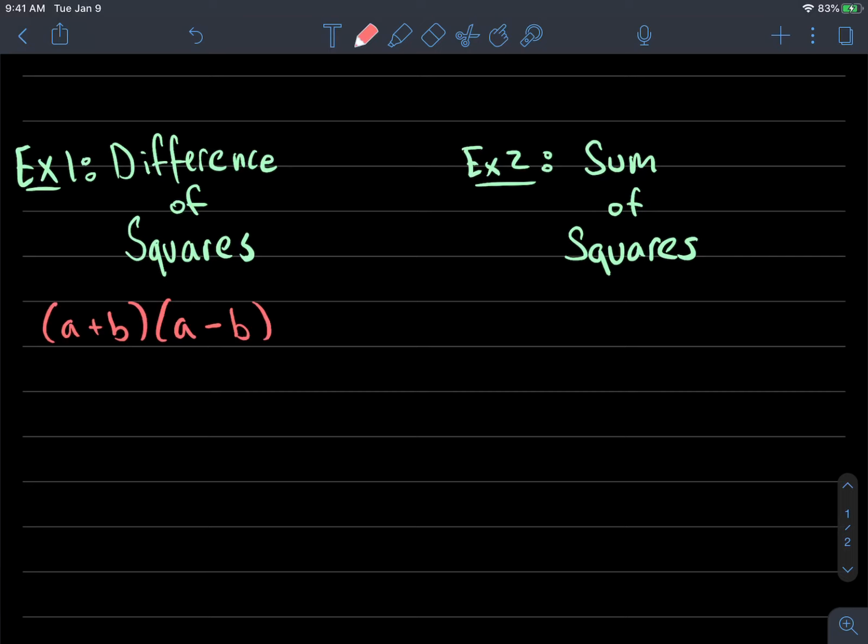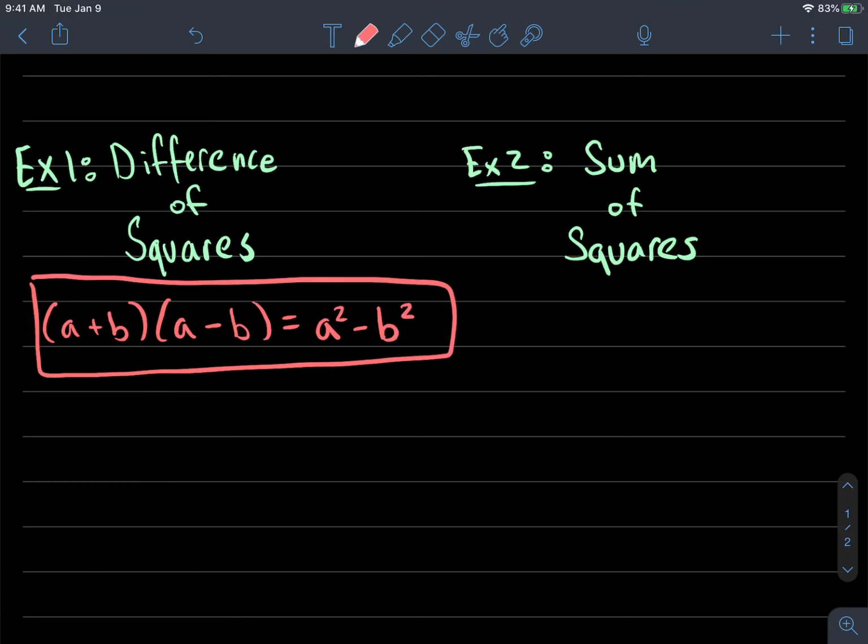And we know that the difference of a square is a very special binomial multiplication. No matter what a and b are, when you have a plus b times a minus b, we are always going to get a squared minus b squared. That's just the general rule. This is something you might want to remember. When we're talking about difference of squares, we're talking about binomial multiplication that looks like this.